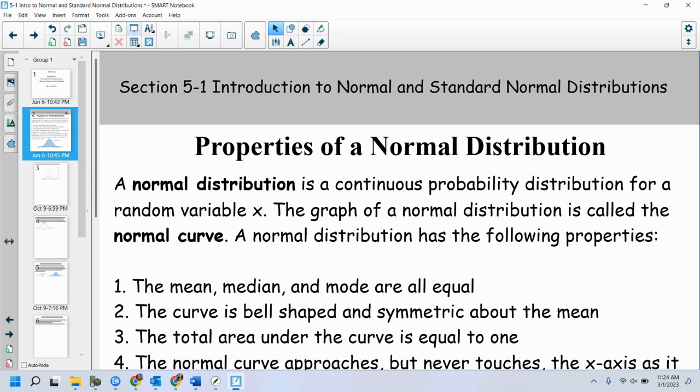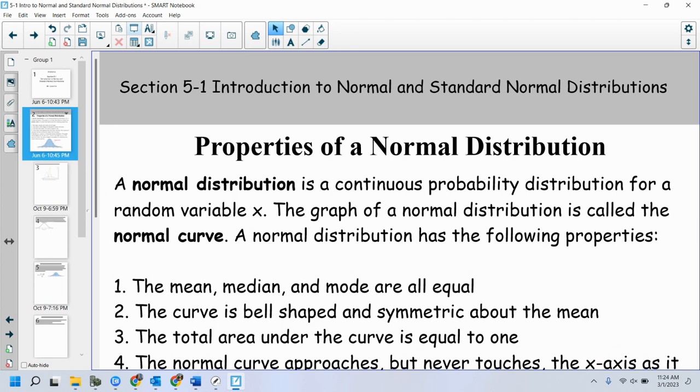But what if I change that discrete random variable to a continuous random variable? Something that doesn't necessarily happen by whole values, a more continuous type of thing, like temperature or time or weight or anything like that. A normal distribution is a continuous probability distribution for a random variable x. The graph of a normal distribution is usually called the normal curve. It's the bell curve. Normal curve, bell curve, synonyms.